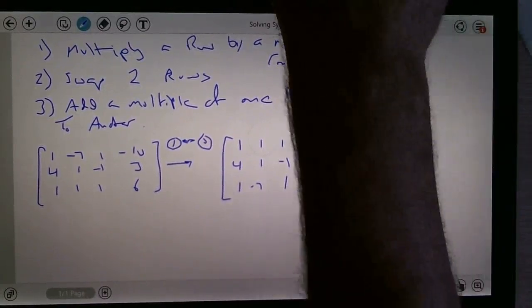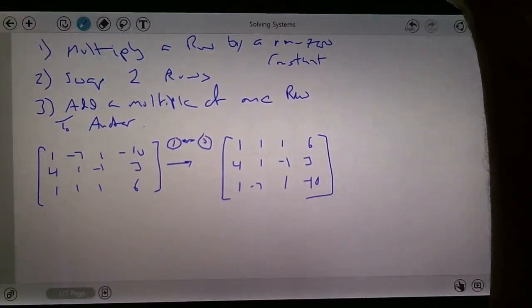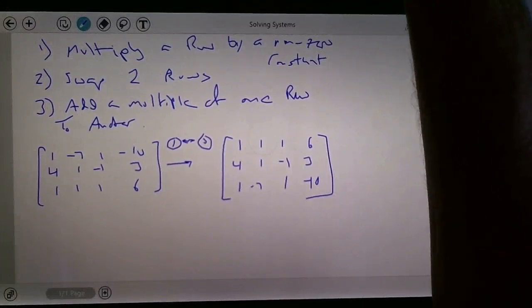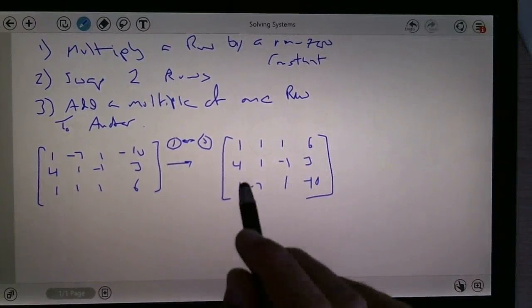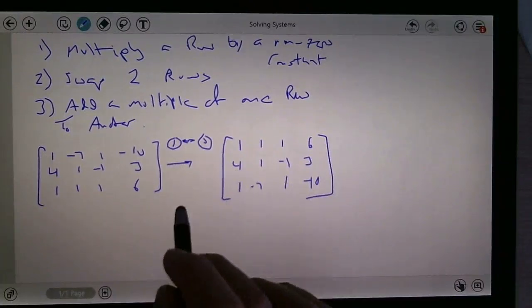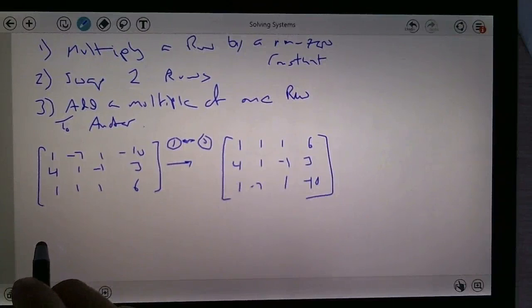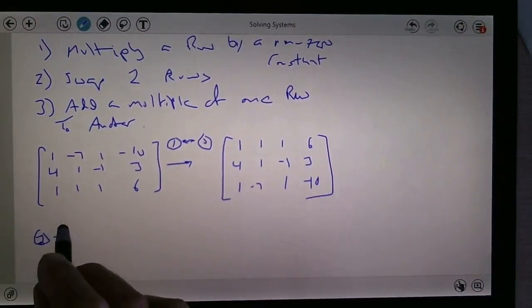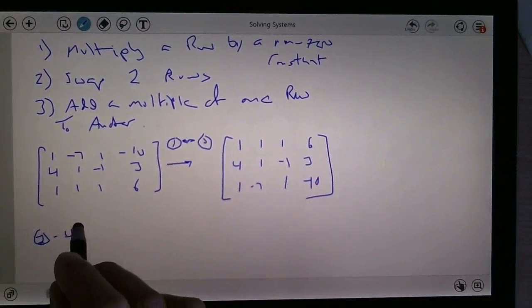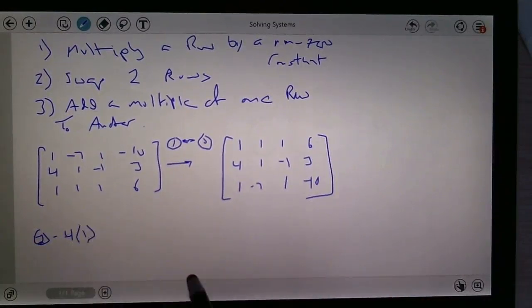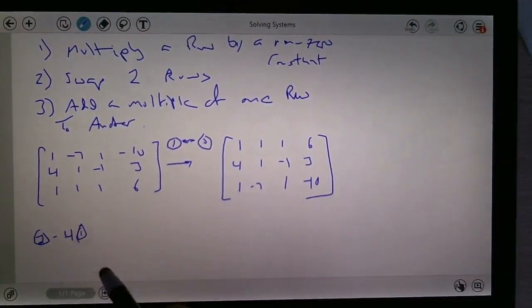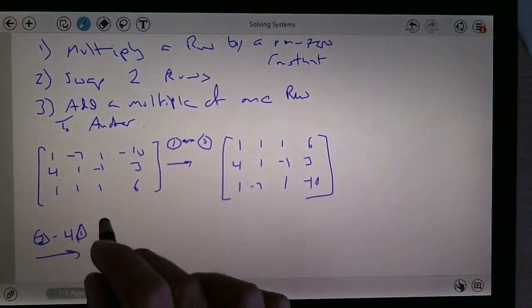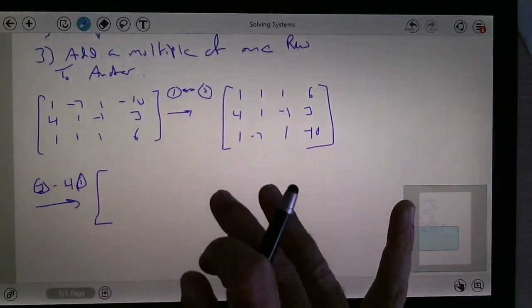And then I'm going to replace row 2 by row 2 minus 4 times row 1. So row 2 minus 4 times row 1. That's going to become this new matrix now.